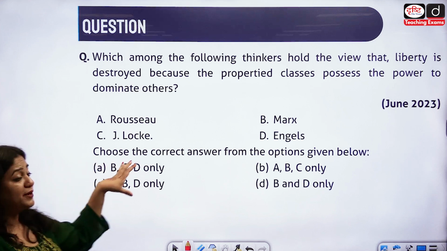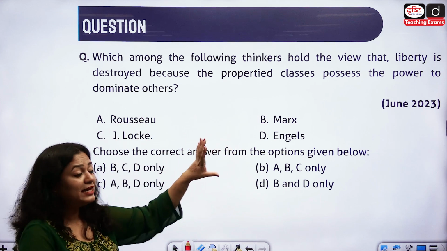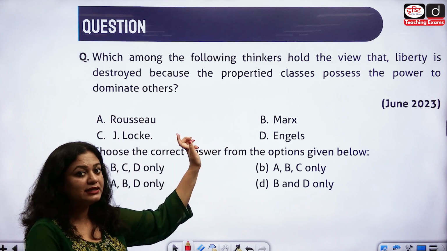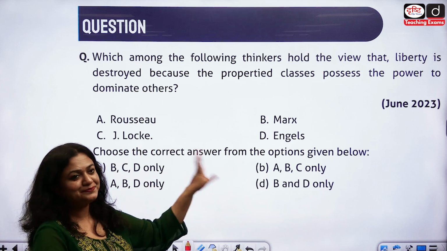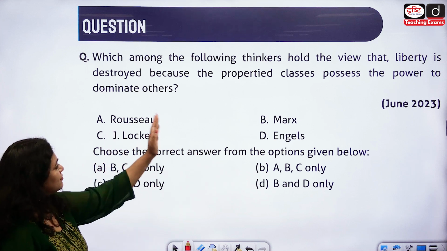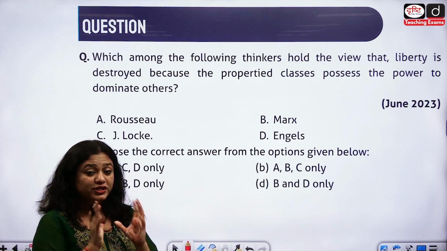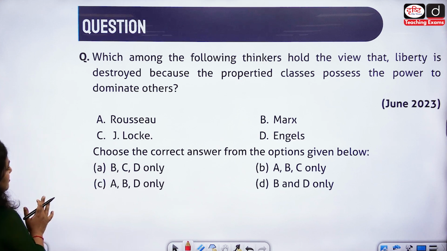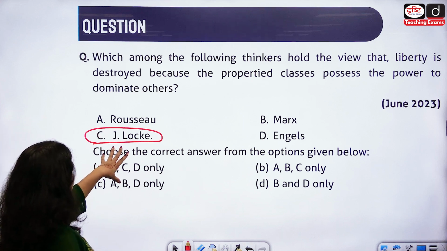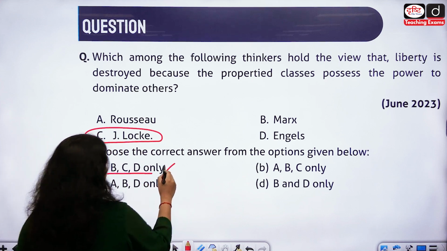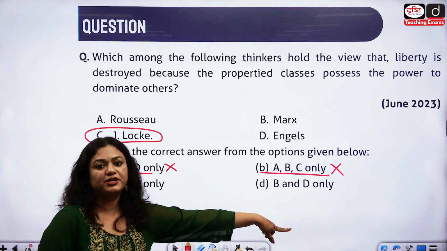Next question, this is a bit tricky question, students. Which among the following thinkers hold the view that liberty is destroyed because the propertied classes possess the power to dominate others? Please read it again. Our options are Rousseau, Marx, John Locke and Engels. This is one of the trickiest questions I have ever seen. First you have to start with elimination. We can eliminate John Locke because he supported private property. So wherever you find C as an option, we can eliminate it. ABC we can eliminate, so we are left with ABD and BD only.